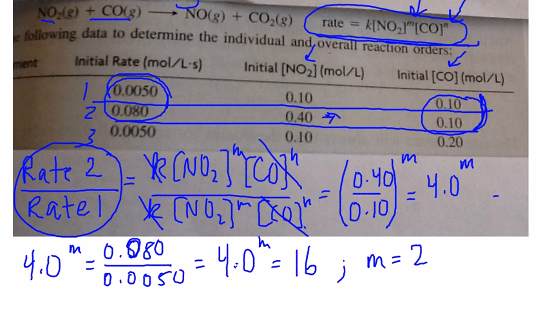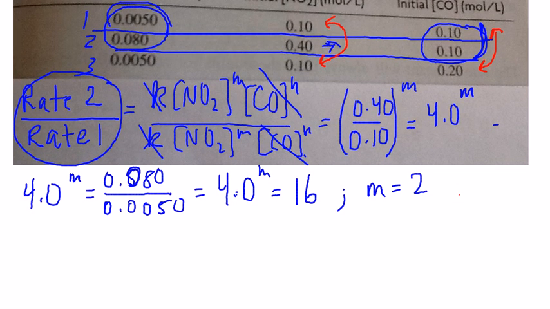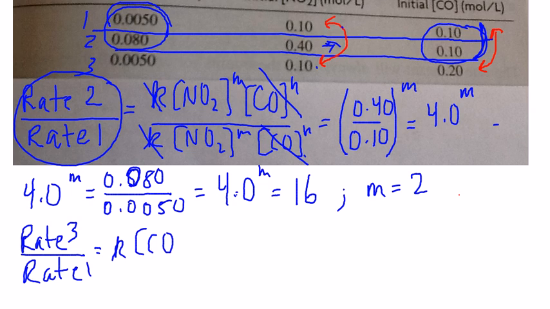Now we need to figure out what the n value is. So this time, instead of looking at the reaction where CO was held constant, we're going to look at reactions 1 and 3. Notice here, NO2 is held constant, but the CO is actually what has changed. So if we write the rate law, not this time 2 over 1, but 3 over 1, the rate of reaction 3 over the rate of reaction 1 is equal to, we can ignore the NO2s, we can just look at the CO raised to whatever power.